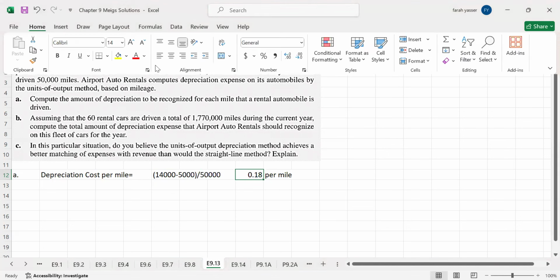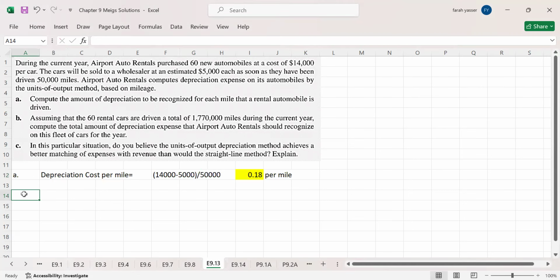This is the depreciation cost per mile, the answer of requirement A. In requirement B, assume that the 60 rental cars are driven a total of 1.770 million miles during the current year. So depreciation expense is required for the first year. So now we are going to calculate depreciation expense.